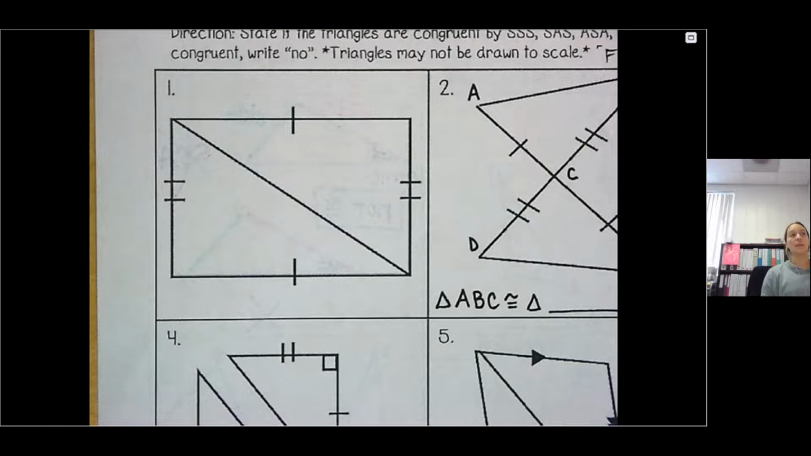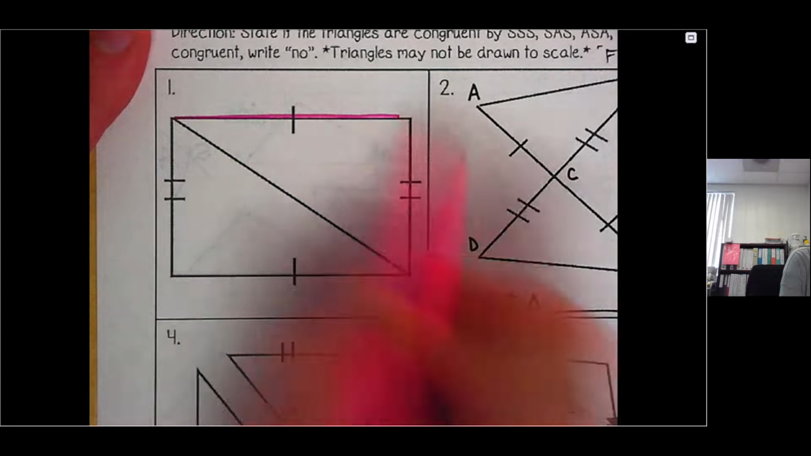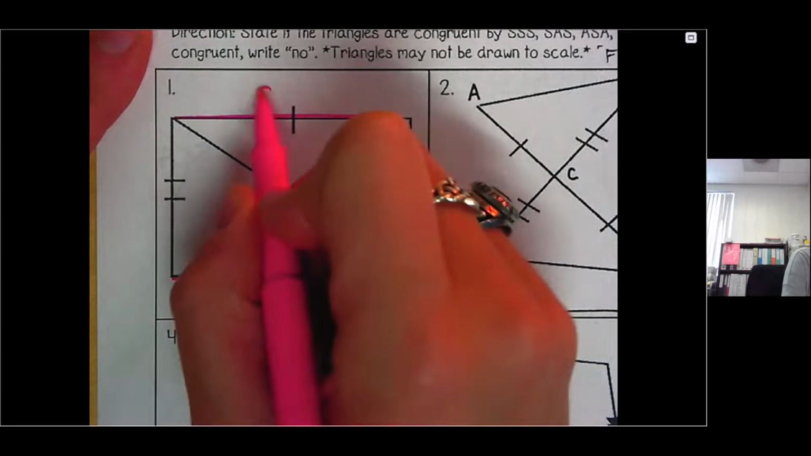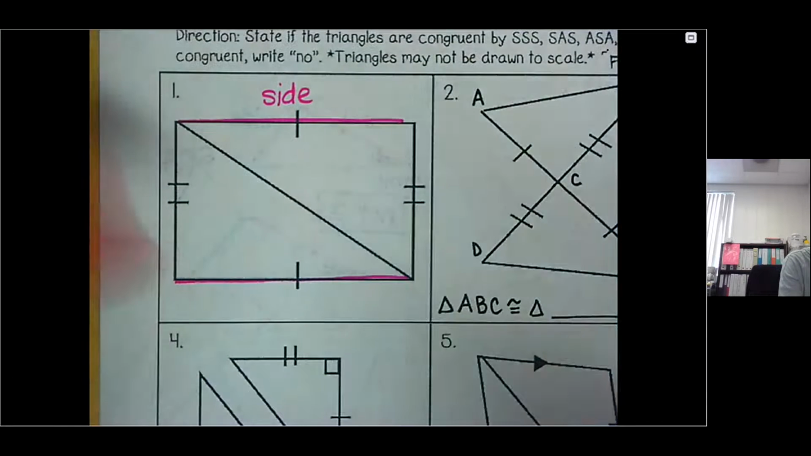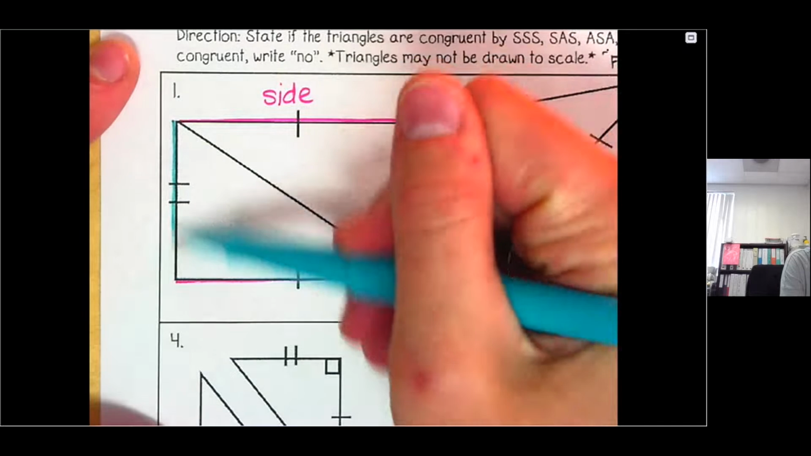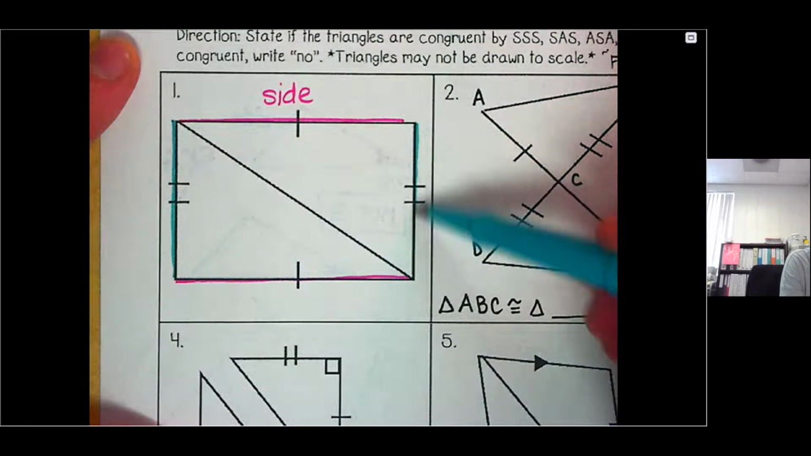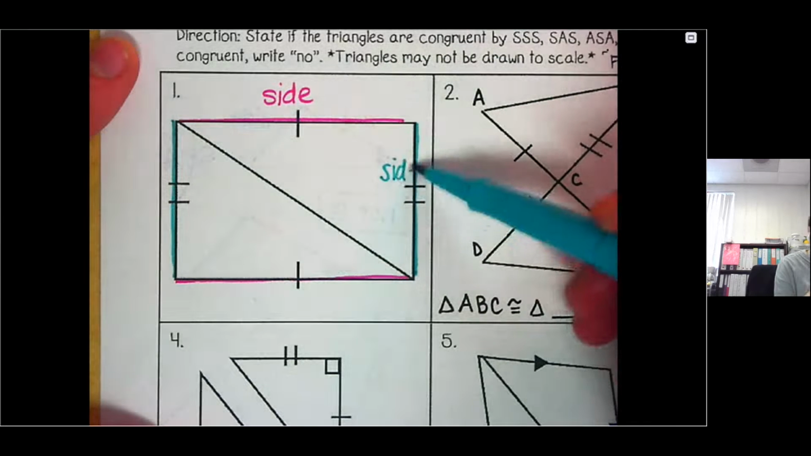So take a look at number 1. What is marked in this picture for you already? The sides. And how many pair of sides do you have? 2. You got 2 pair of sides that are already marked for you, right? So you've got the top and bottom. That's one side. And then you've got the left and the right. That's another side.